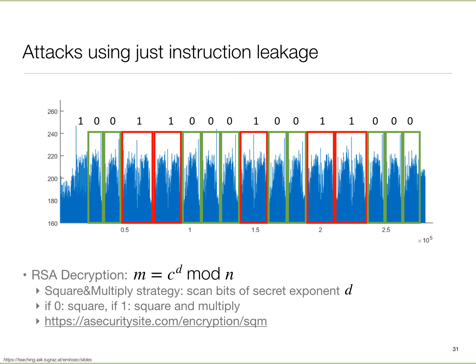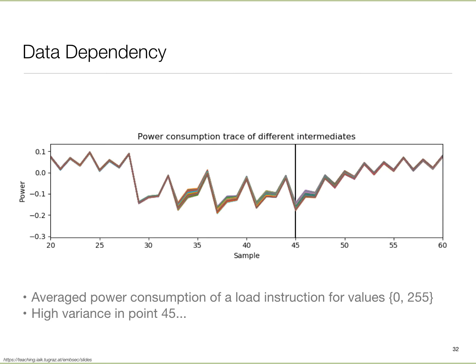Okay, so this is a case where presumably some sort of branching is happening, and in this case the idea was if 0 it does a square, if 1 it does a square and multiply, and so you see the difference out there.